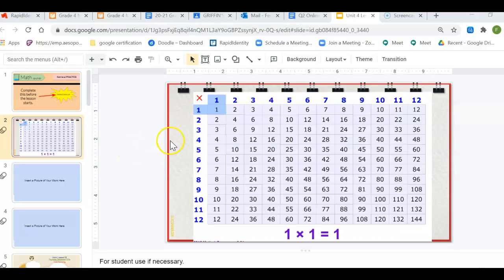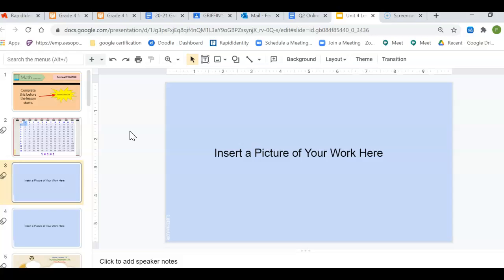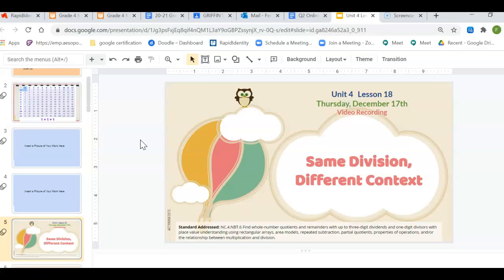And on our next slide, I've got a multiplication table here just as a resource for you to be able to go back to if you forget multiplications of numbers or just for you to practice. And the next couple slides are for you to insert a picture of your work. So if you're doing work inside of your binder, there's an option coming up for you to do work in your binder. Then you will work on that page, take a picture of your work, and you would insert it into this slide or the next one.